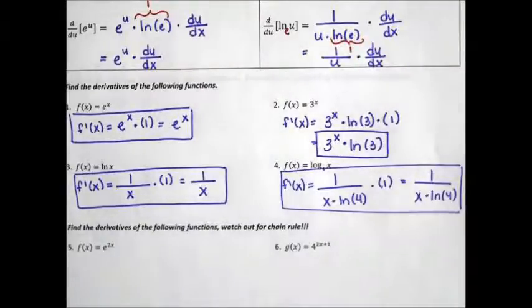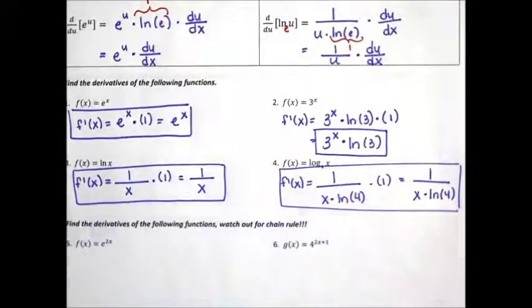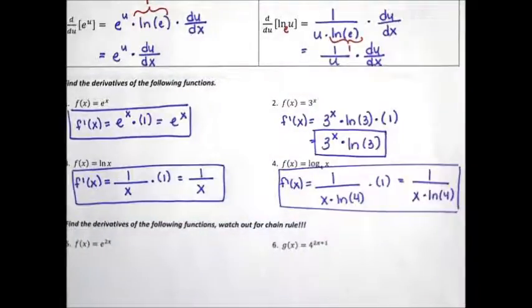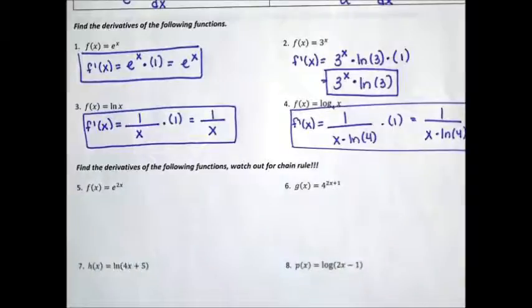Okay, those 4 examples are what I would consider some very basic examples because there isn't really chain rule involved. All of the derivatives of the inside stuff here were just 1 because it was just 3 to the x. Here, where we have e to the 2x, chain rule is going to come into play.